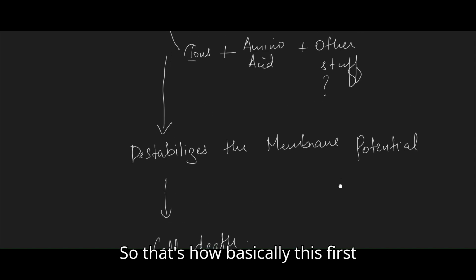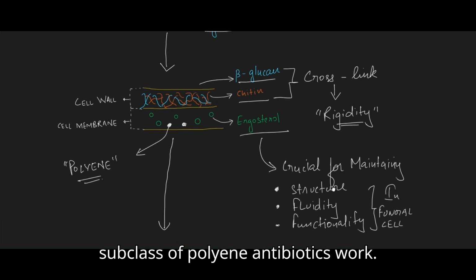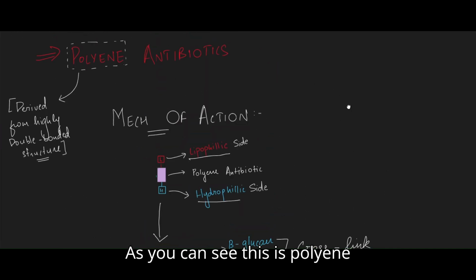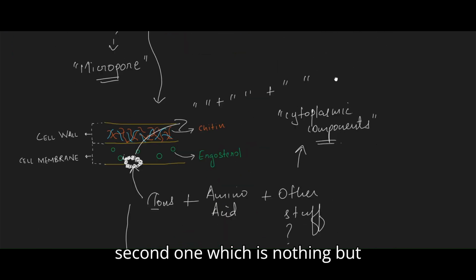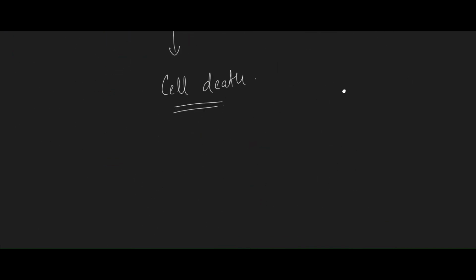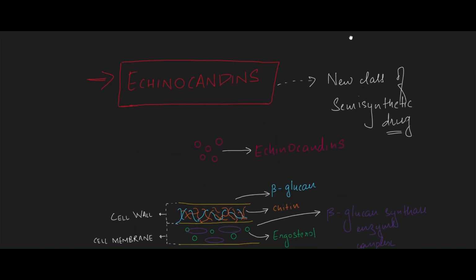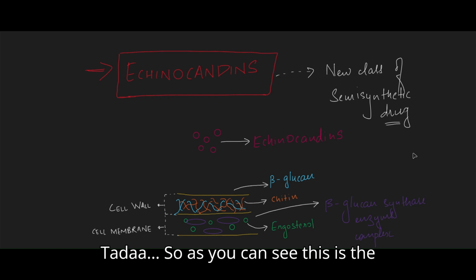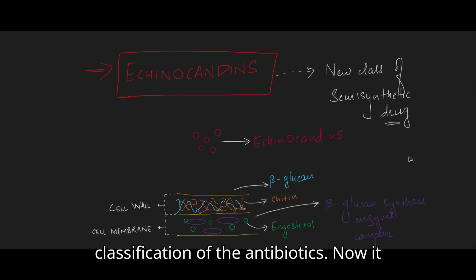So that's how basically this first subclass of polyene antibiotics work. As you can see, it's the polyene antibiotics. Now we are coming to the second one, which is nothing but echinocandins. Ta-da! So as you can see, this is the echinocandins. Now this is the second subclassification of the antibiotics.